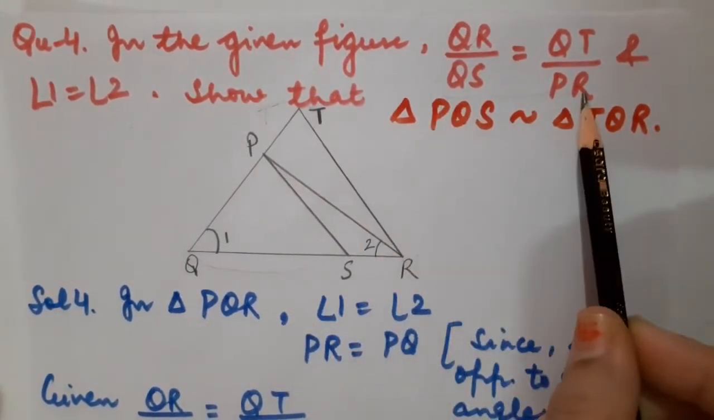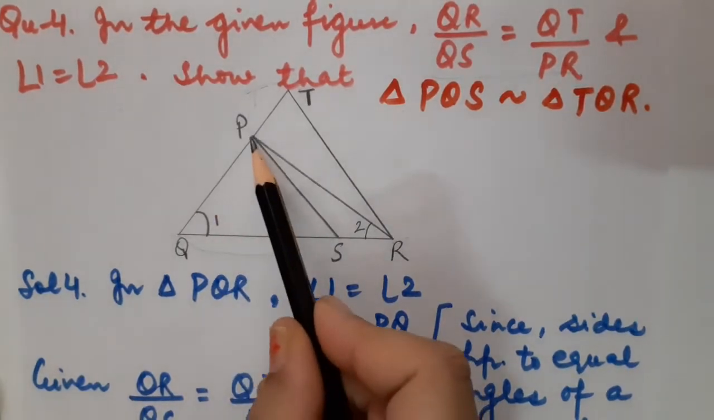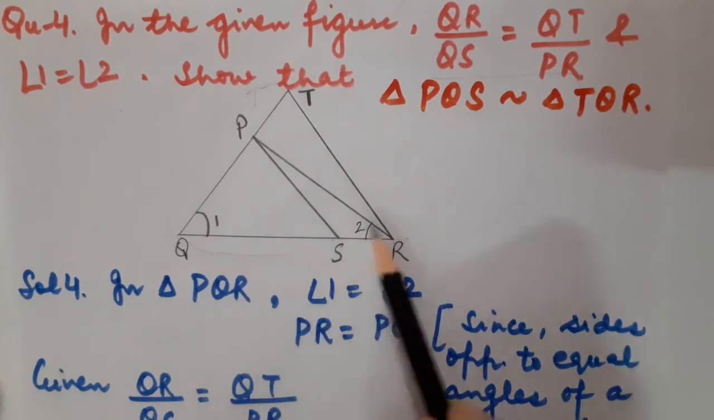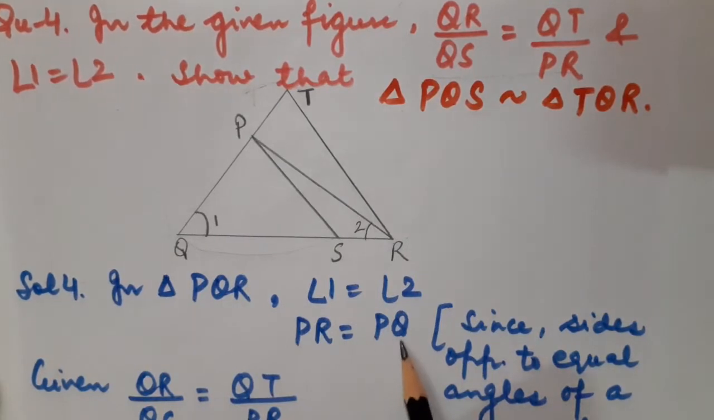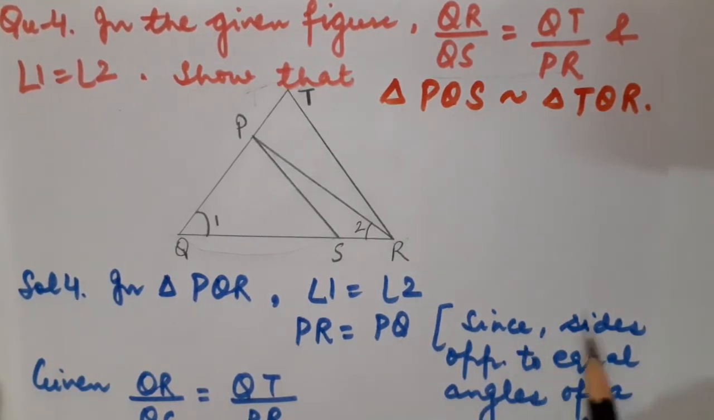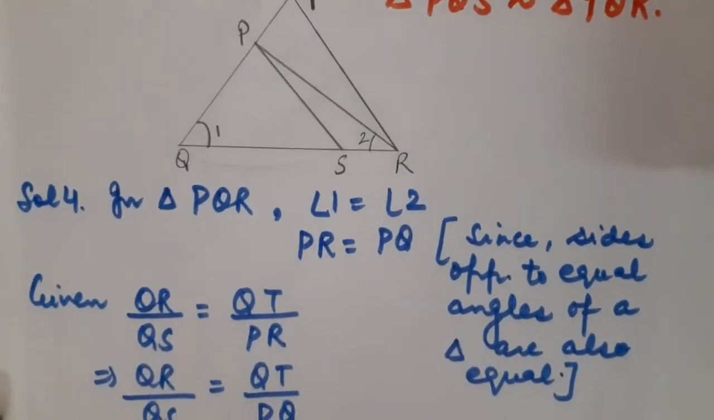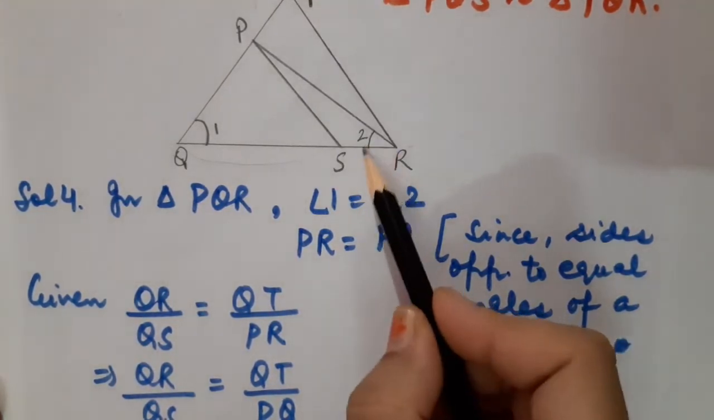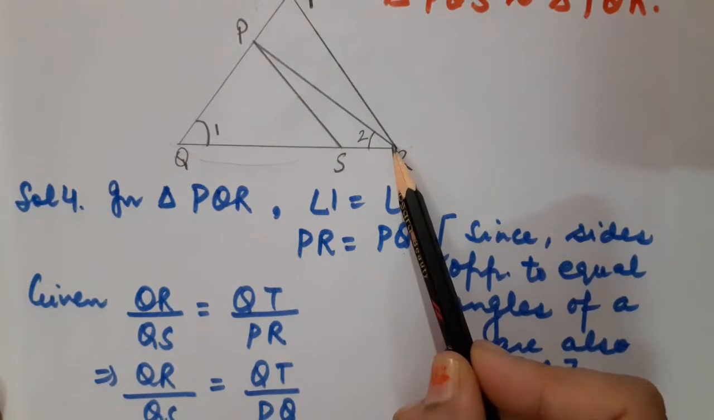This is given to us. Now, just tell me children, in triangle PQR, as I know that angle 1 is equal to angle 2, then can I say that side PR must be equal to PQ? Why? Since the sides opposite to the equal angles of a triangle are always equal. As the base angles are equal, so definitely PQR will become an isosceles triangle.